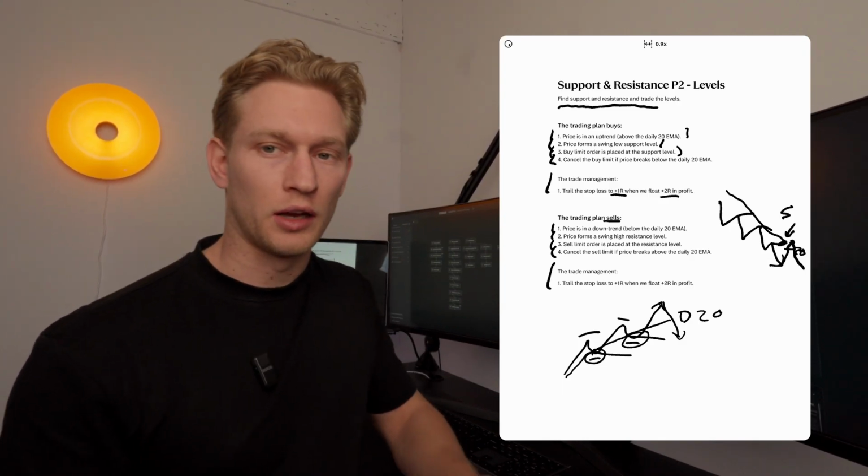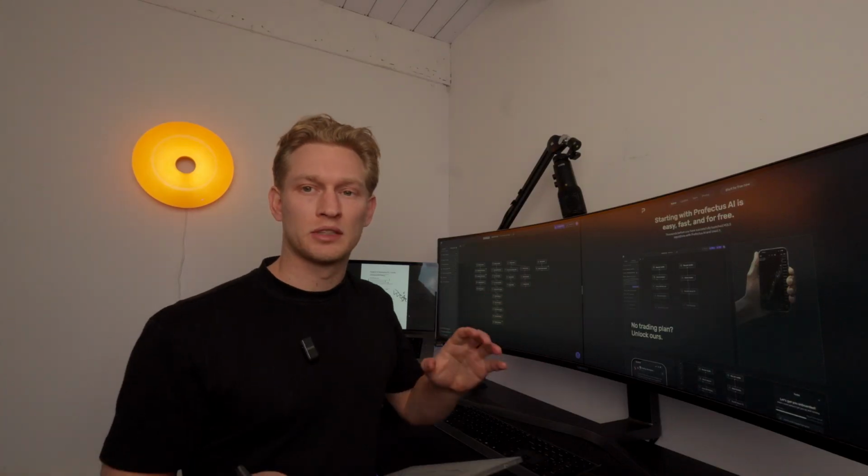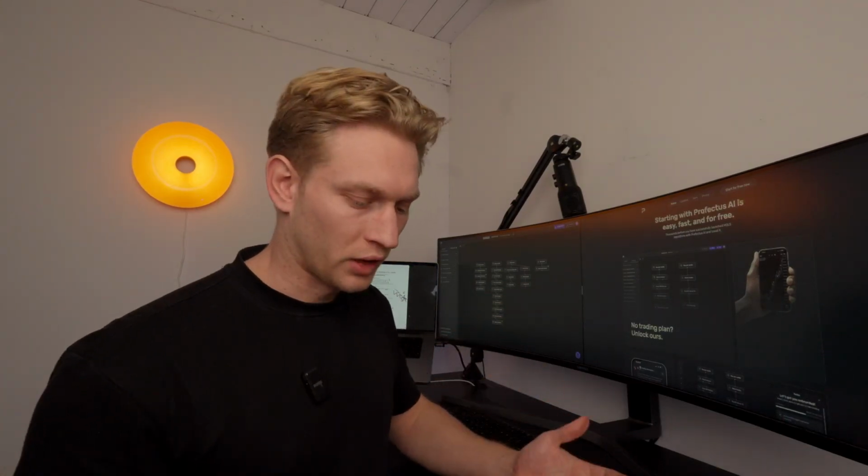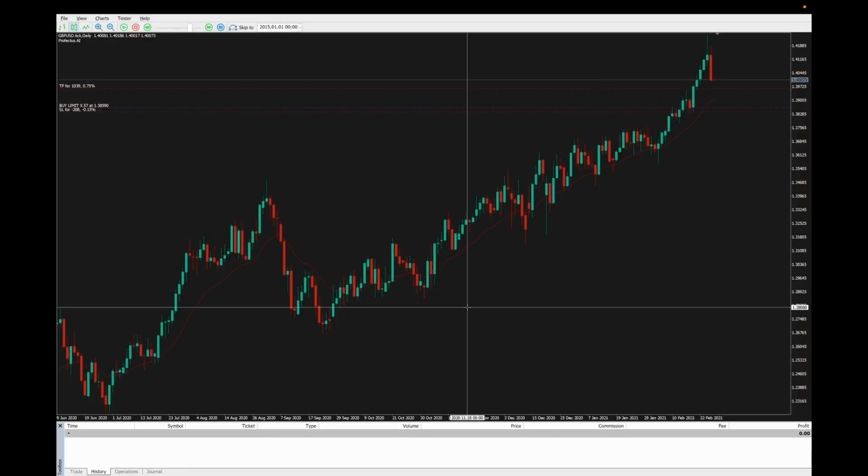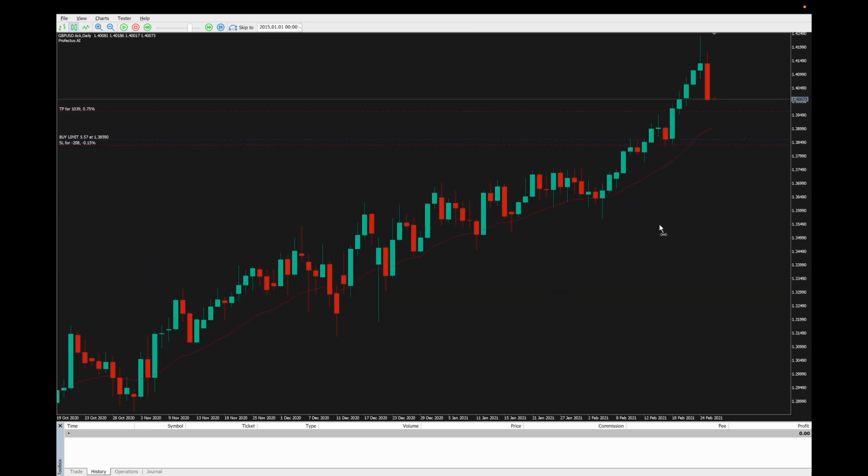So now we're gonna dive into Profectus AI. We're gonna build this strategy step by step, like every video. What you can see here is we have a clean bullish trend, correct? And we have a buy limit placed with a stop loss. And if we zoom in a little bit, we can see that this buy limit is placed on the support level that we want to find because we have a bullish trend. Like I explained before, I drew it out for you.